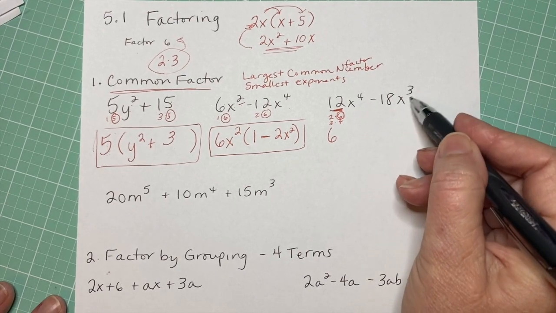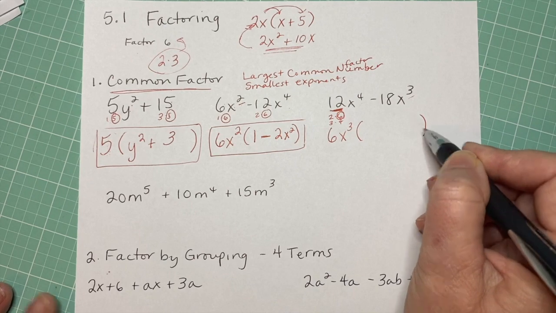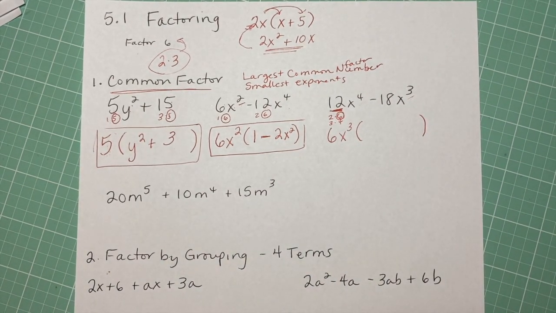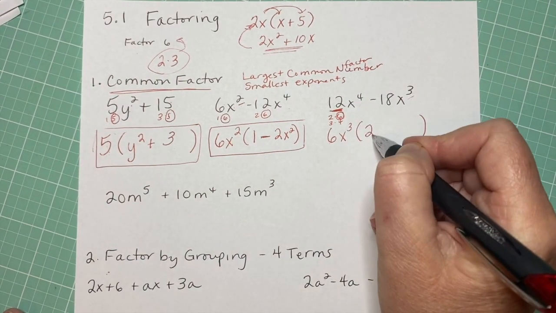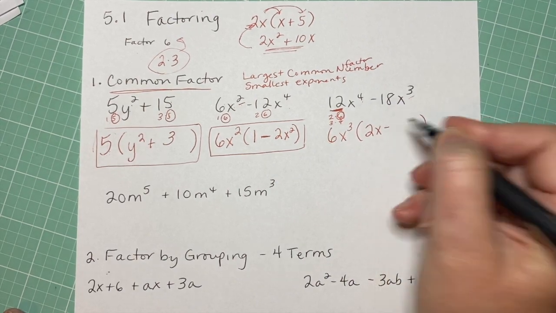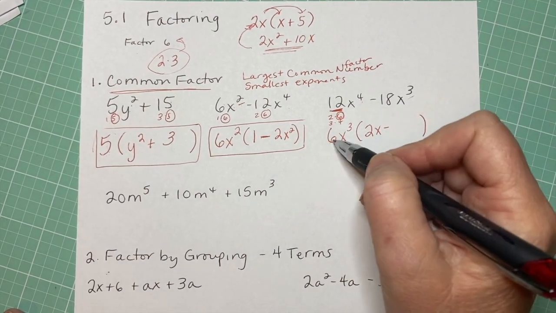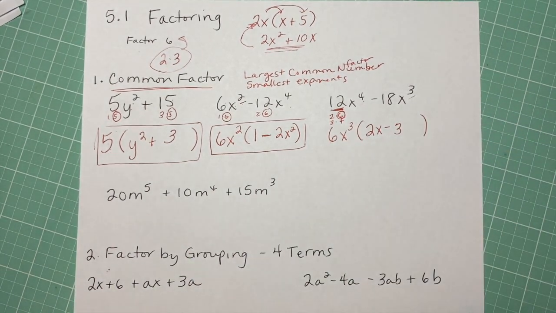Then we look at our x4 and our x3. We take out the smaller one, which is x3. So the biggest number they have in common, but the smallest exponent. And now we start dividing. So 12 divided by 6 is 2. X4 divided by x3 is x1. Remember, you're subtracting those. 18 divided by 6 is 3. And x3 divided by x3 leaves 0 x's, so you don't have to write any x's there.